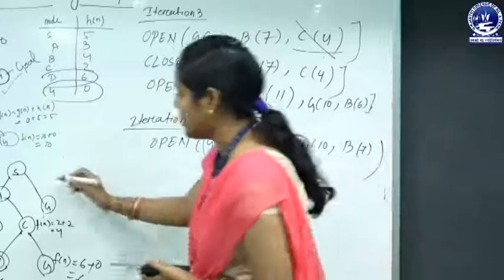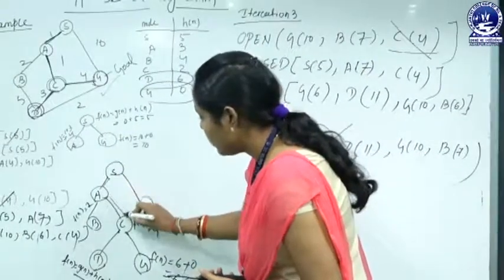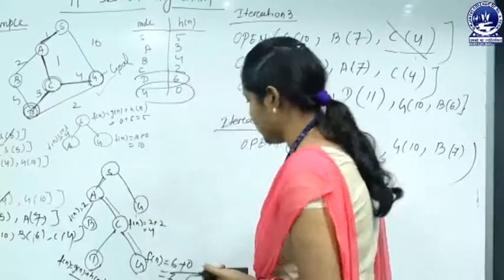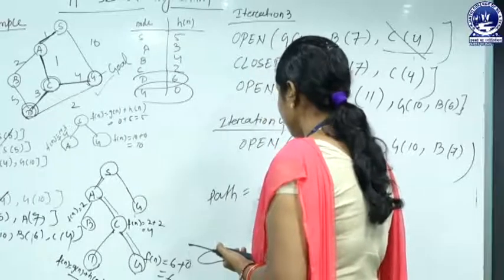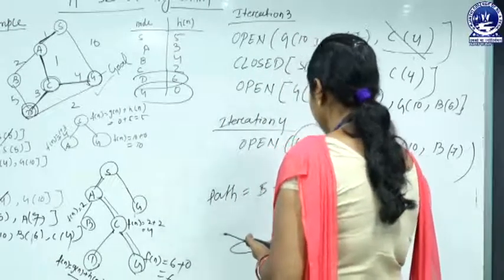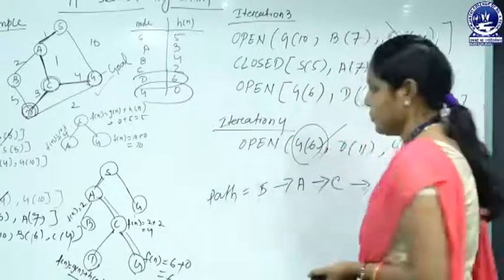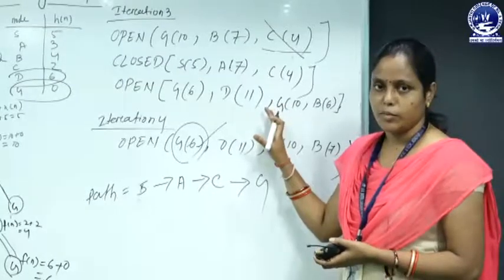Here the path is from S to A, then A to C, then C to G. That means it returns the path S to A to C, then C to G. This is all about the A star search algorithm.